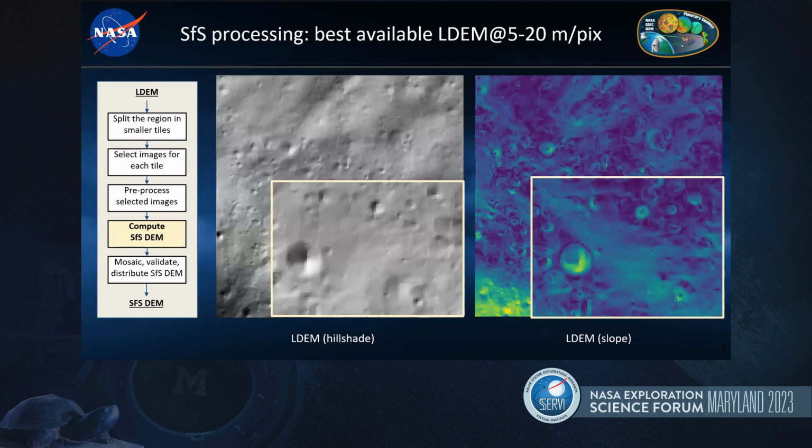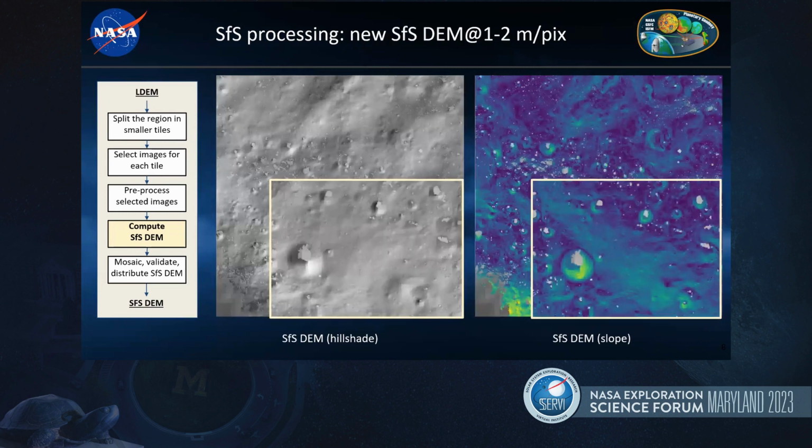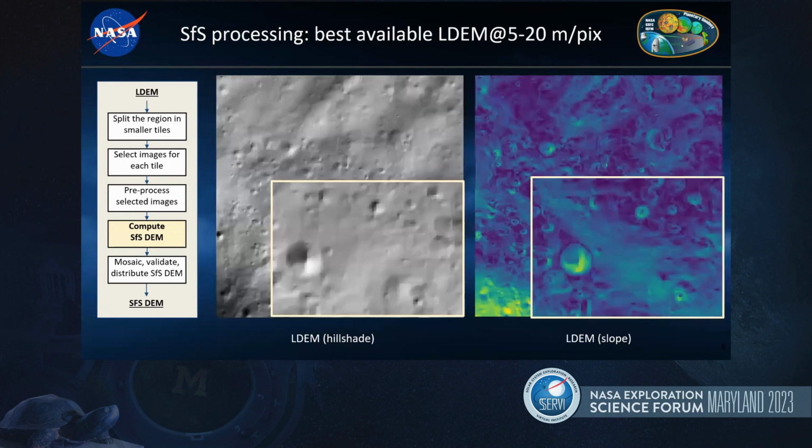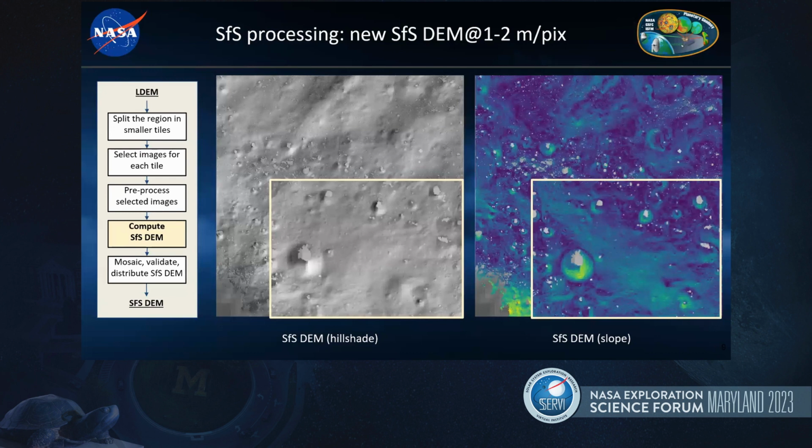And the high level of detail in those NAC images that I was showing before is precisely what we want to use to fill these gaps. And thanks to our pipeline, we can pass from this terrain model to this one, where these gaps are gone, and you can see details down to 1 or 2 meters per pixel. So yeah, you can see the improvement.